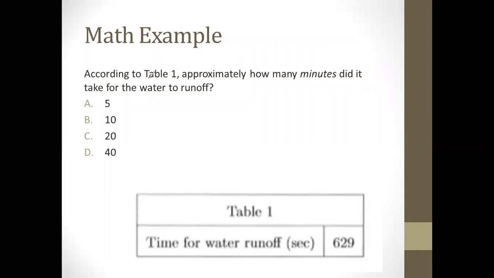So here we have our locators to begin with, table 1. And we're asked about minutes for water runoff. Looking at table 1, the water runoff is given in seconds. And it's 629 seconds. So you should know that there are 60 seconds in a minute, which would mean we have to divide this by 60 to get our answer. And we use estimation to get that the answer is 10.